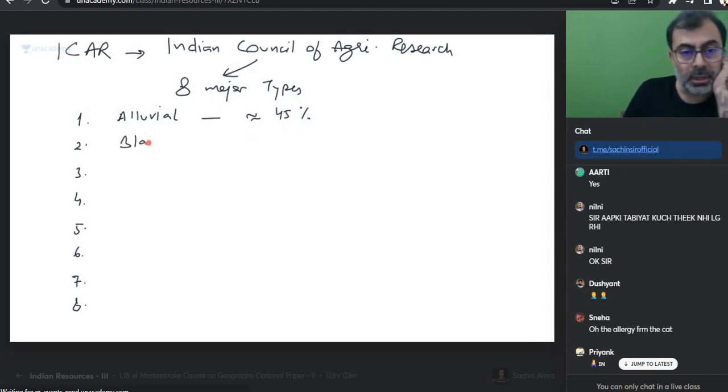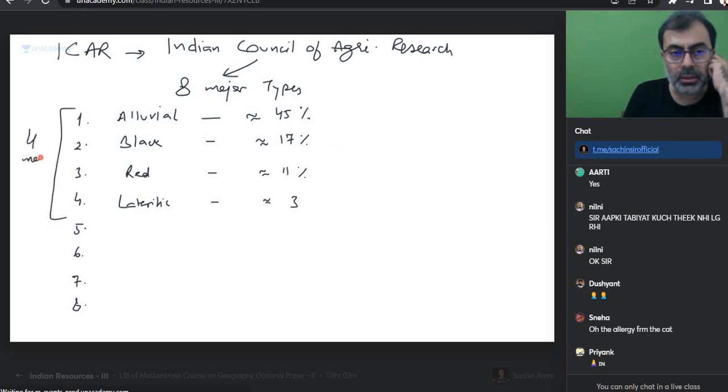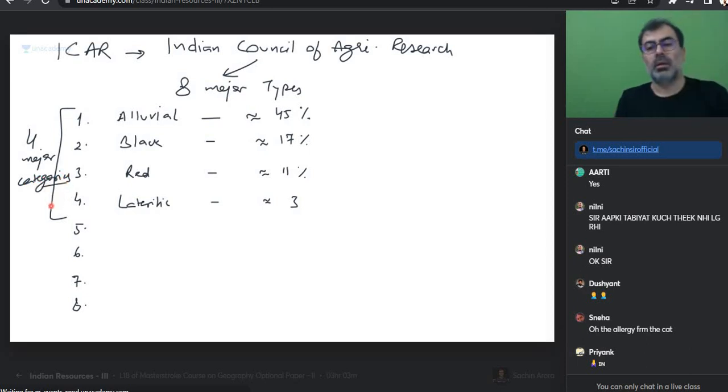Second one is black soil. This is around 17%. Then we have red soil, which is around 11%. Then we have lateritic soil, which is around 3%. Is everyone okay? These are the 4 major categories. In the exam, these are more important.